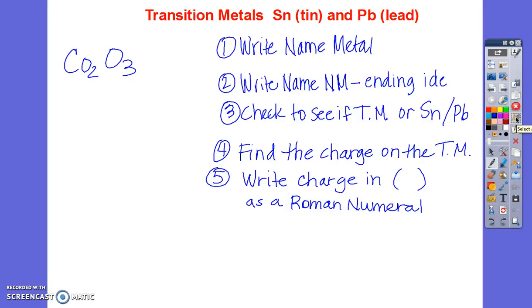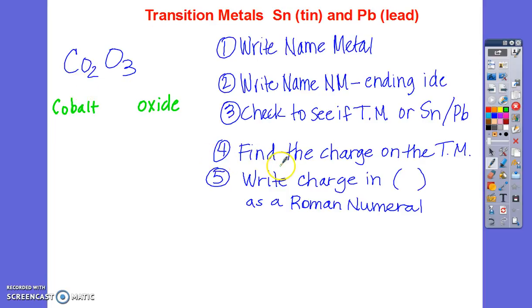Okay, so now I have to go from the formula to the name. So step 1, write the name of the metal. And so Co is in the D block, and it's cobalt. Step 2, write the name of the nonmetal ending in "ide." Let's put oxide for oxygen. Step 3, check to see if it's a transition metal. So this is a transition metal.